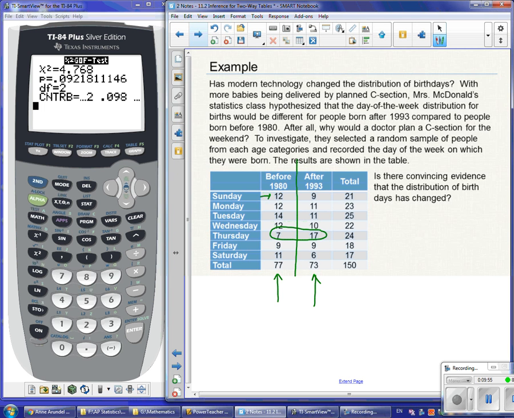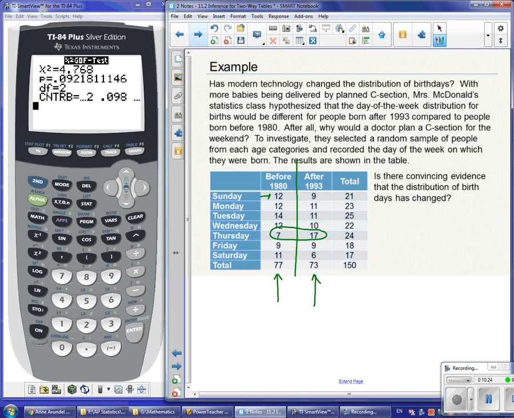It looks like parents of children born after 1993 tend to prefer to have their children born on a Thursday. So we can see that there are some differences here, but again, we ask the question: are those differences due to natural variation, or is this evidence that these distributions really are different and that C-sections have really changed the distribution of birthdays?